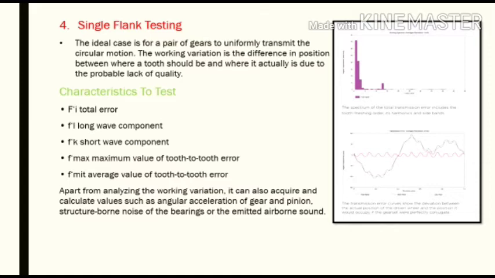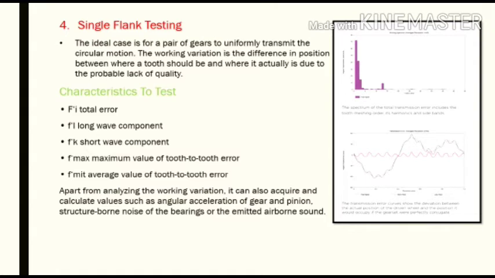So this was the main point of single flank testing, in which the gear to be tested and the master gear easily move. After that, the characteristics to be tested. First is Fi', the total error. Second is the long wave component. After that, the short wave component. Then the maximum value of tooth-to-tooth error and the average value of tooth-to-tooth error.